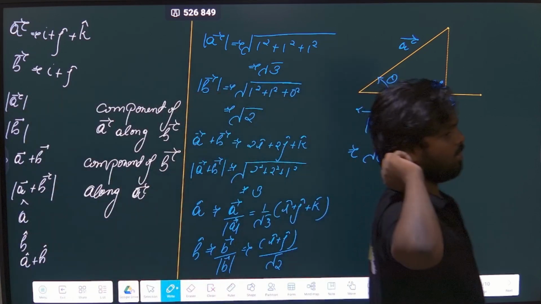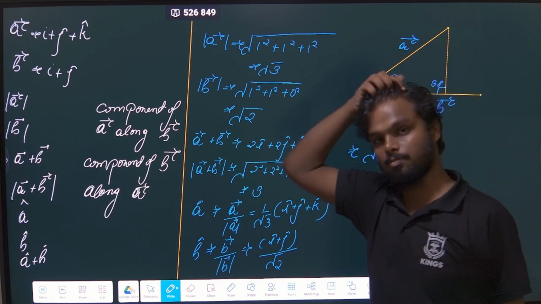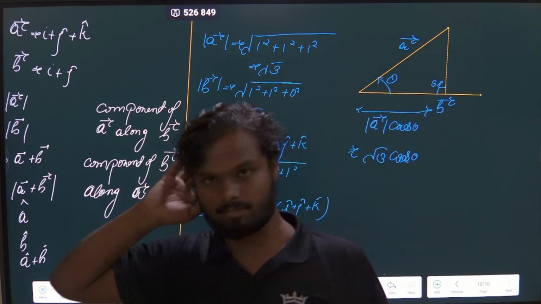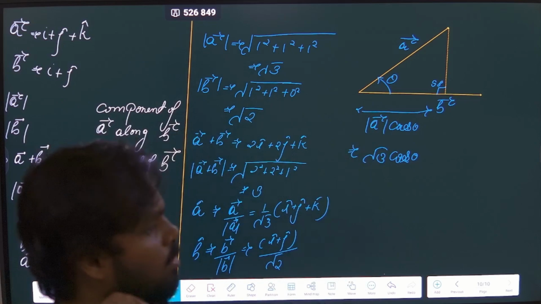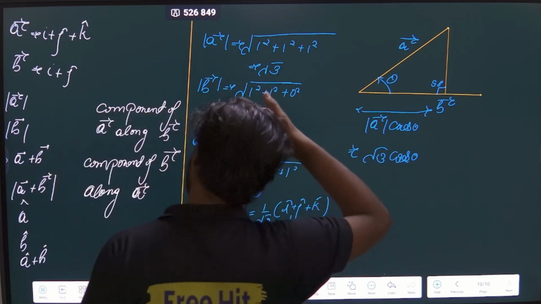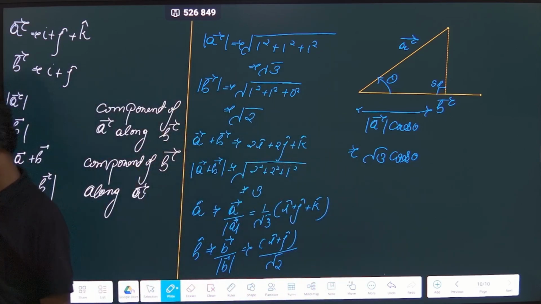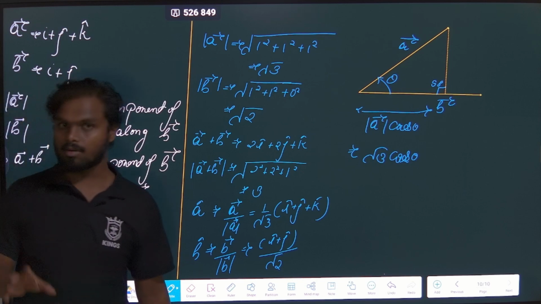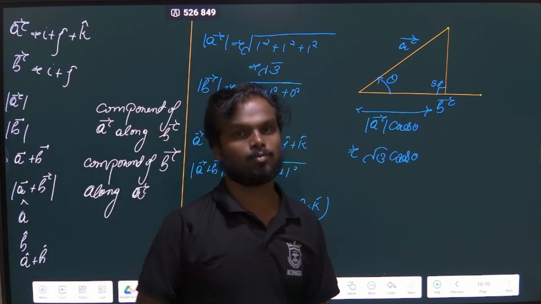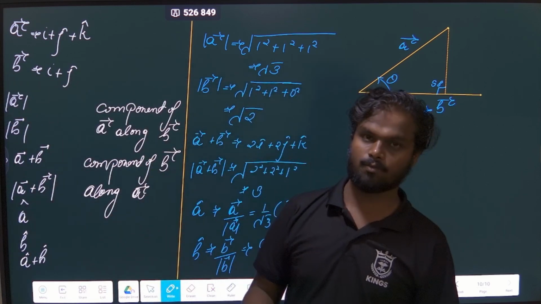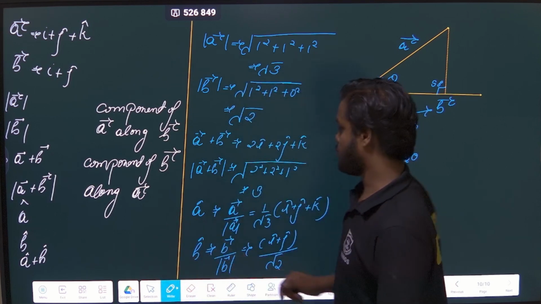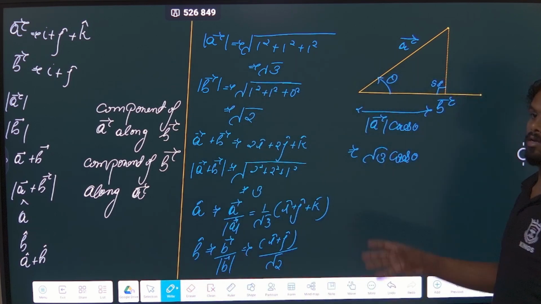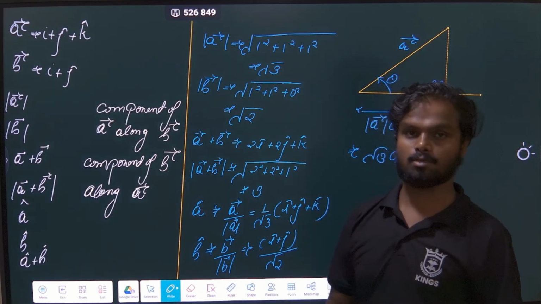From here, something comes into the picture, that is called the dot product. You have learned that there are two types of products: one is called the scalar product and one is called the vector product. So what is the dot product? The dot product is a type of scalar product. So from here we are going to learn about the dot product.